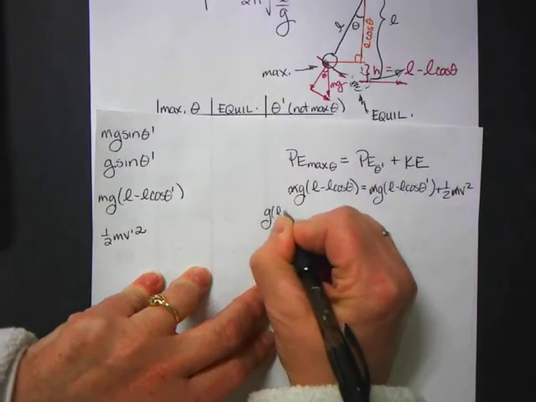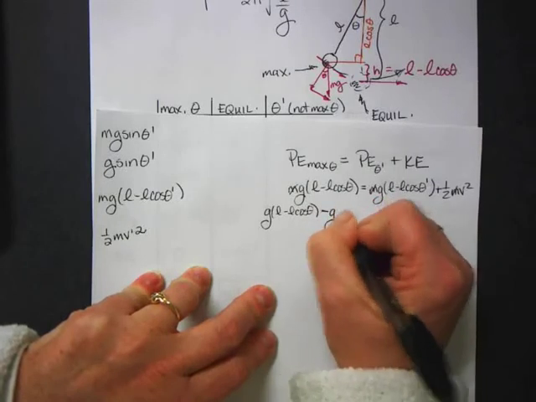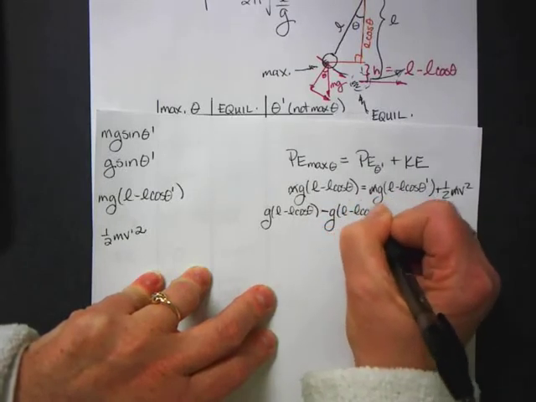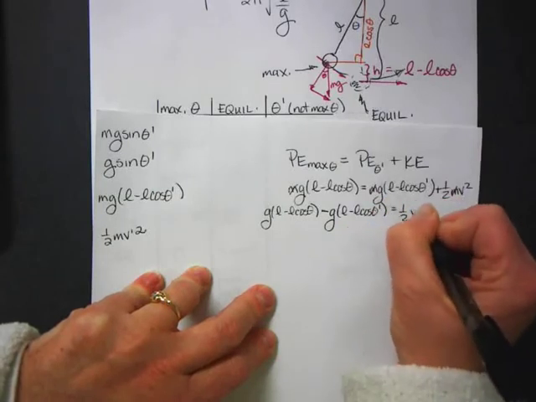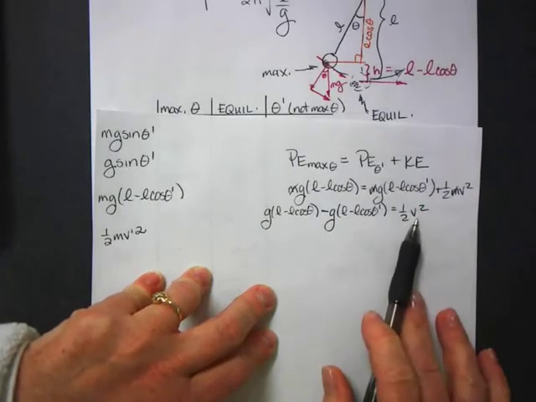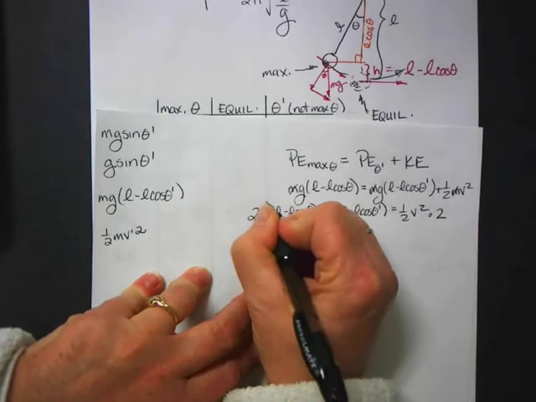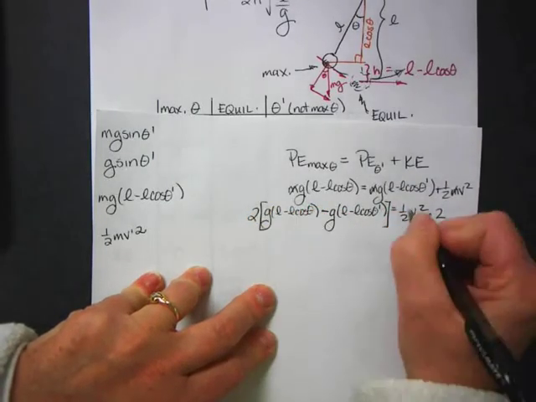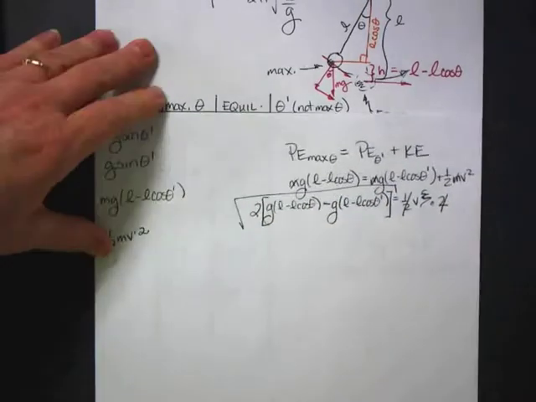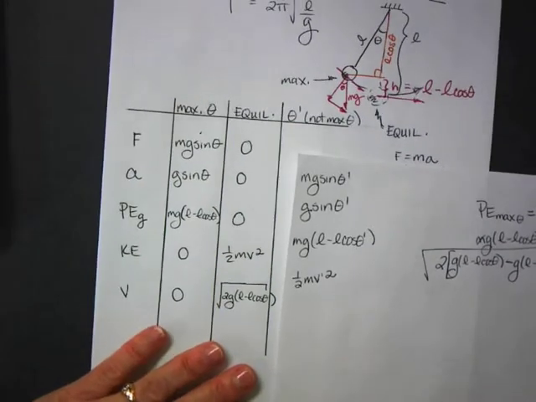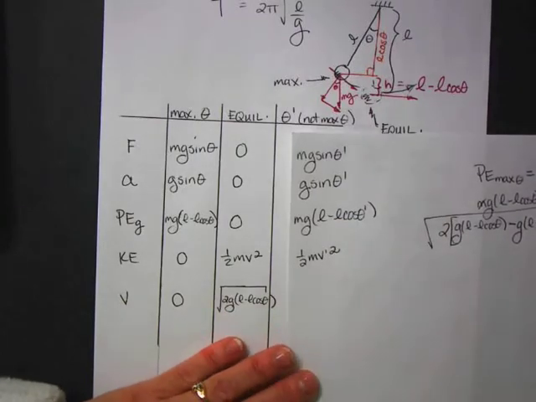So I end up with g times (L minus L cosine theta) minus the quantity g times (L minus L cosine theta prime), and that'll equal 1/2 v squared. So to solve for v, I'm going to multiply both sides by 2, and then take the square root. Okay? So if we put this back into our table, I'm going to move this down so you can see it.